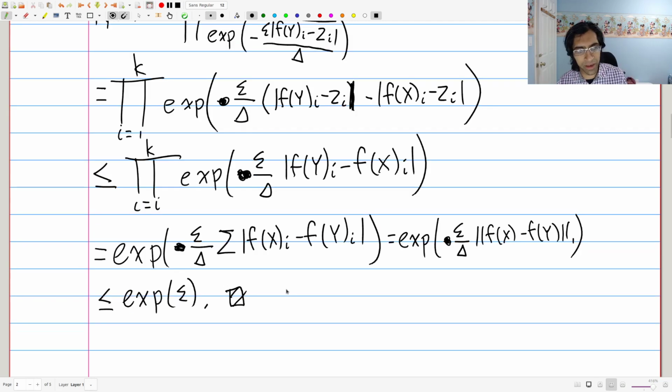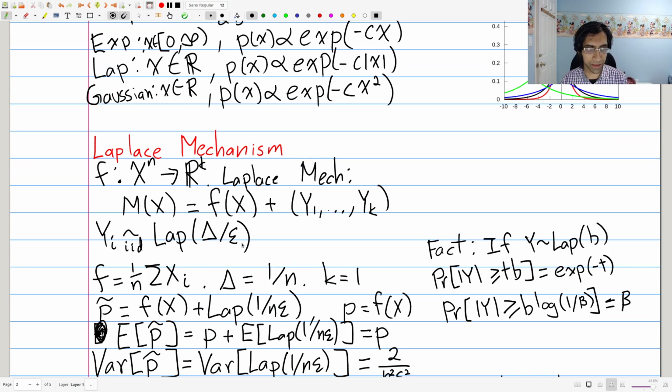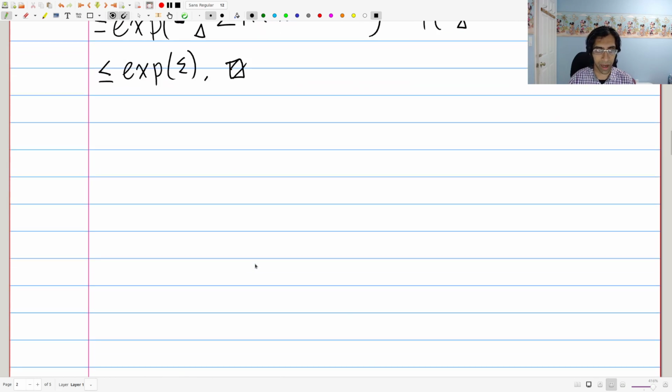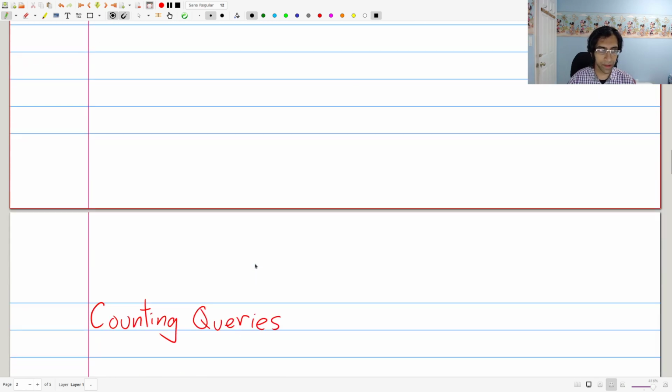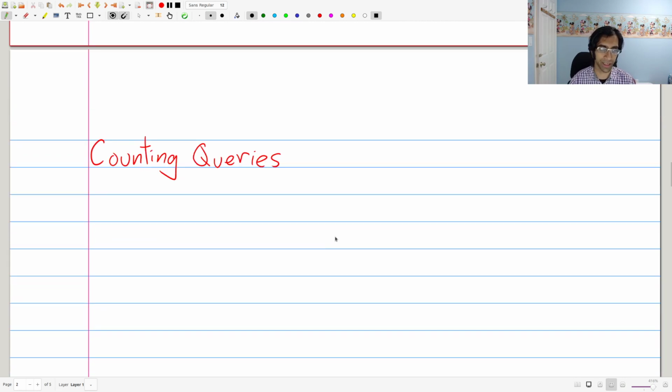Okay, so now that we have the Laplace mechanism in hand, and we've proved something about it, let's see a few different applications of it. By that I mean, what are simple classes or types of queries that we might want to ask, that we might want to solve privately. So one of them is counting queries, which is essentially what we've already seen. Let me just write something.